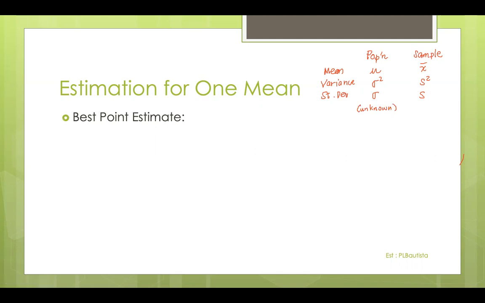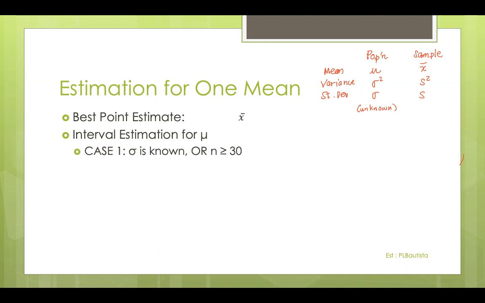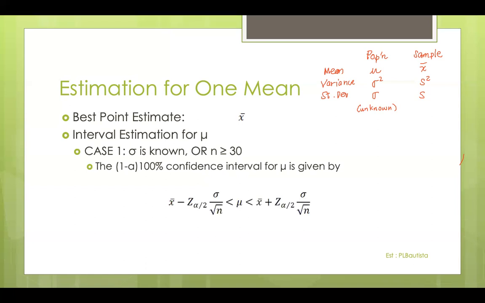Last meeting, we were able to start already with the estimation for one mean, or the estimation of the population mean mu. We said that the best point estimate is x bar, which is just the sample mean. But if we want an interval estimate for mu, we have to consider two cases. The first case is when sigma is known, where sigma refers to the population standard deviation, or the sample size is at least 30. Under the first case, the 1 minus alpha 100% confidence interval for mu is given by the following formula.